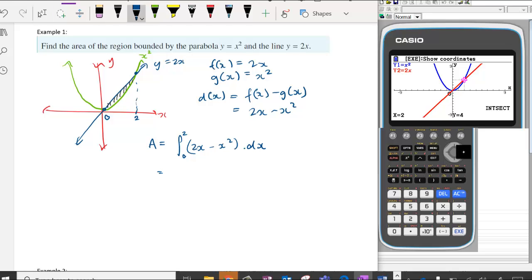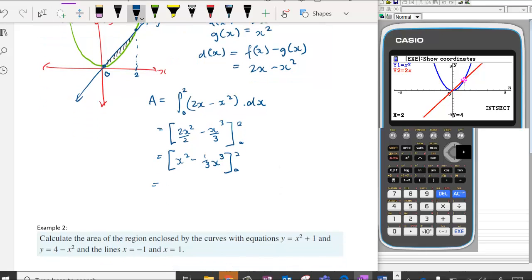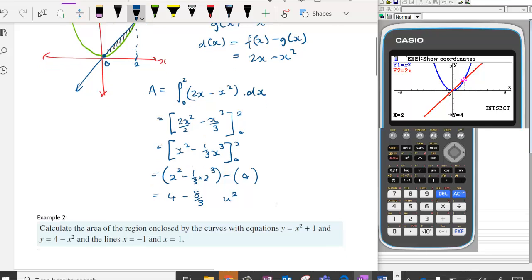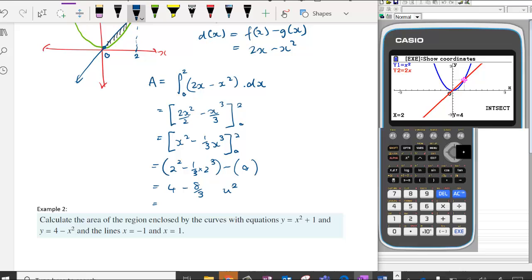Now the rest of this process is pretty straightforward. The integral of 2x is 2x squared on 2. The integral of x squared is x cubed on 3. And we're between 2 and 0. So that will be x squared take 1/3 x cubed between 2 and 0. So when we sub this in, we've got 2 squared take 1/3 times 2 cubed, and subtract 0, because 0 squared and 0 cubed is both 0. So we have 4 subtract 8 on 3 units squared. And as 4 is 12 on 3, we can say we have 4/3 units squared as our final answer.